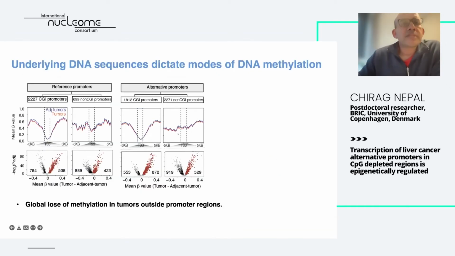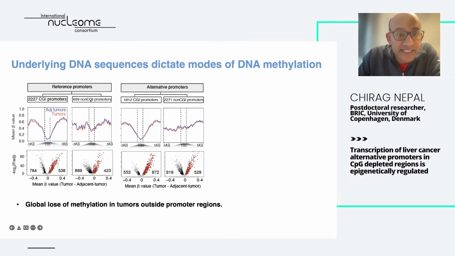Then we try to look into the DNA methylation. We have a reference promoter and alternative promoters, which are again classified based on CGI promoters and non-CGI promoters. What you see is that around the TSS, in the CGI, you have low DNA methylation. As you move away from the TSS, either downstream or upstream, you start to see a global depletion of the DNA methylation in the CpG depleted region.